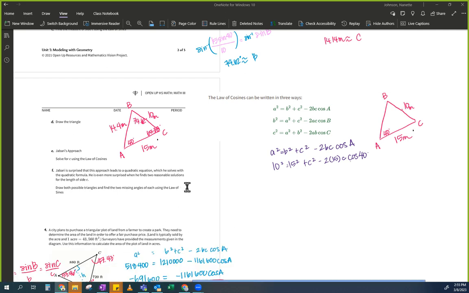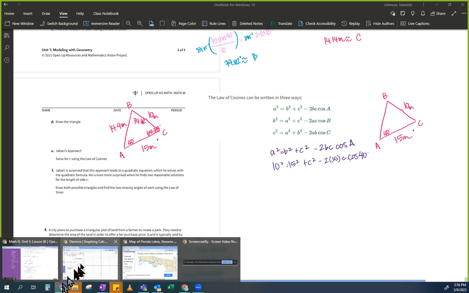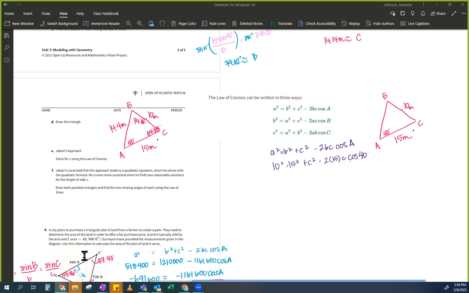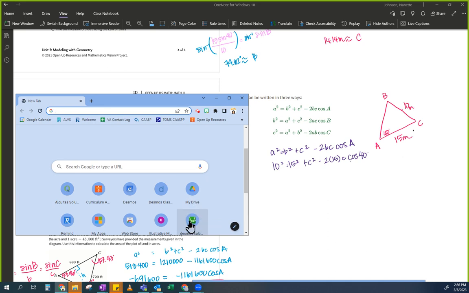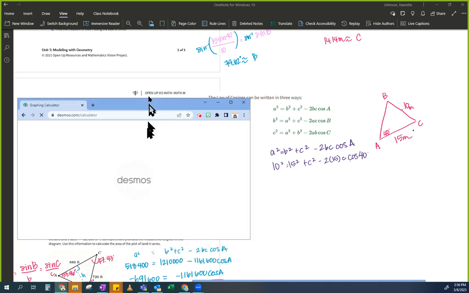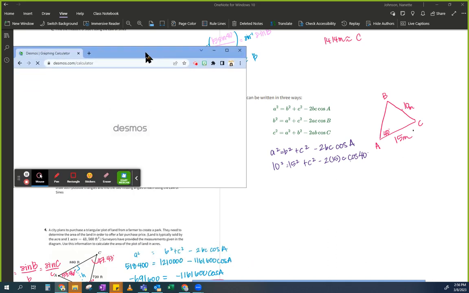I'm going to use Desmos as well. So I'm going to put that in front. Where did my Desmos go? Where are you? I don't know where it went. All right, so I'm just going to grab another Desmos because I don't know where it went. Okay, let me simplify while that's loading up.